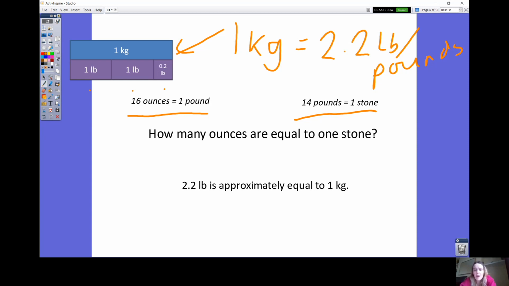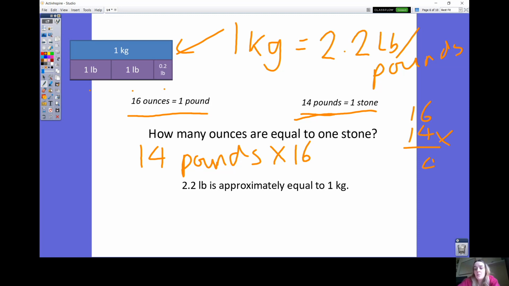So what we're going to do to work this out is we're first of all going to work out how many pounds there are in a stone. So there are 14 pounds in 1 stone. Okay, so if there are 14 pounds in 1 stone, and we know that 1 pound is equal to 16 ounces, to work out how many ounces there are in 1 stone, we're going to have to multiply the pounds by the number of ounces. So we're going to have to do 14 multiplied by 16 is equal to 1 stone. And I'm going to do long multiplication over here to work that out.